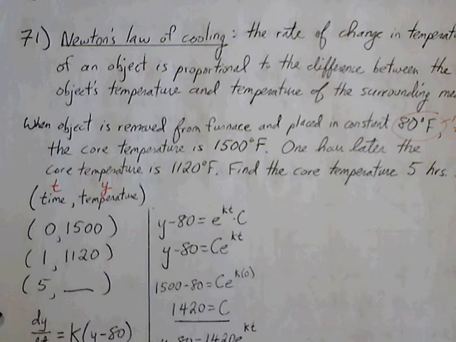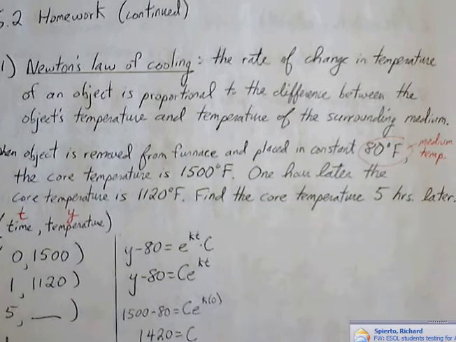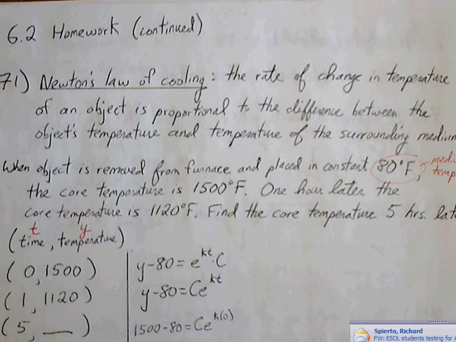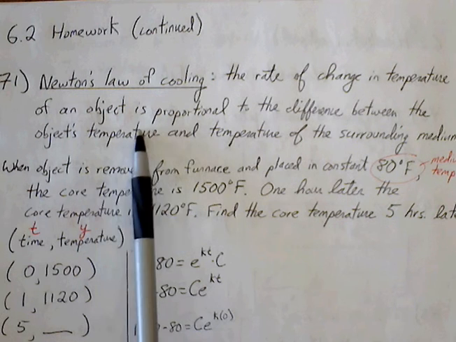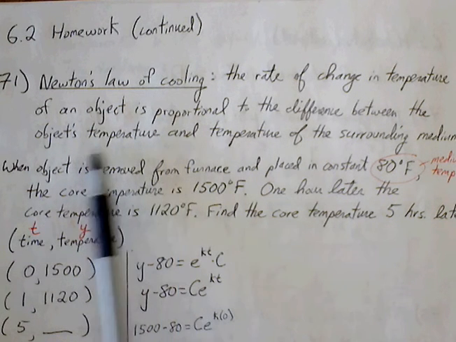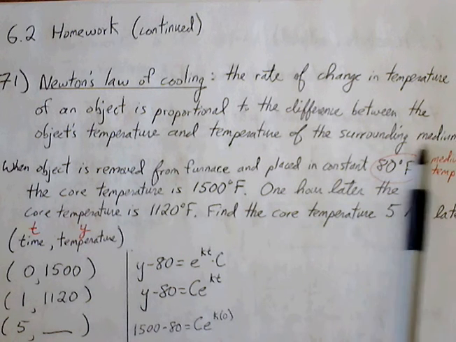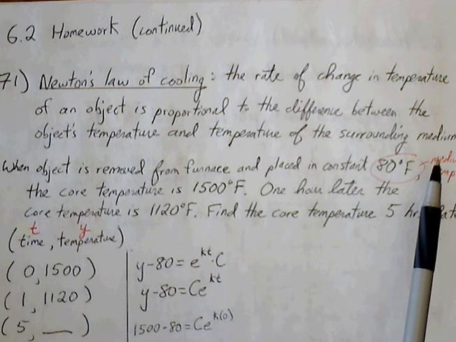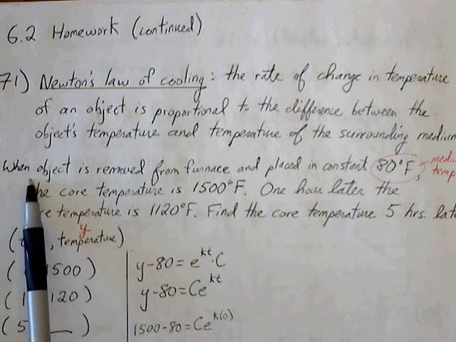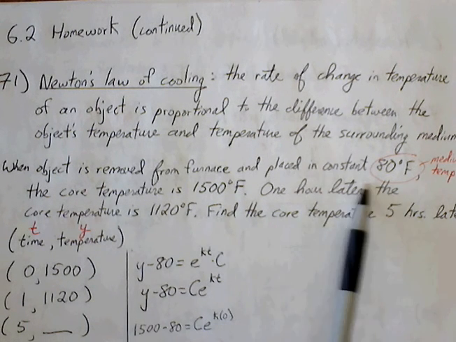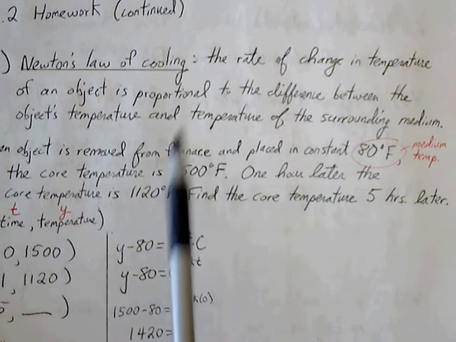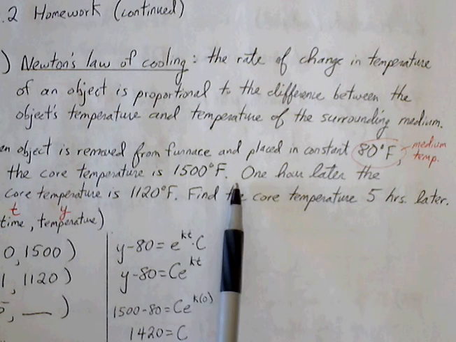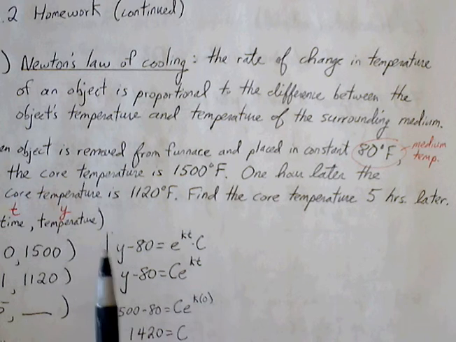Okay, let's continue on. This is number 71, Newton's law of cooling problem. It says the rate of change of temperature of an object is proportional to the difference between the object's temperature and the temperature of the surrounding medium. So that is Newton's law of cooling. When an object is removed from the furnace and placed in a constant 80 degrees Fahrenheit, so this is the medium, the core temperature is 1500 degrees Fahrenheit. 1 hour later, the core temperature is 1120 degrees Fahrenheit. Find the core temperature 5 hours later.